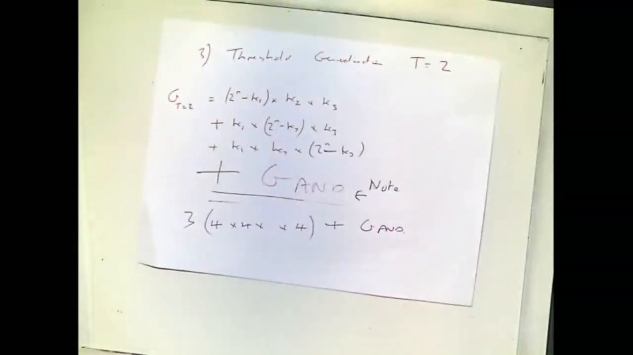So let's work that out. 4 times 4 times 4 is 64. 3 64s, 192. And G AND was 64. It's 256.